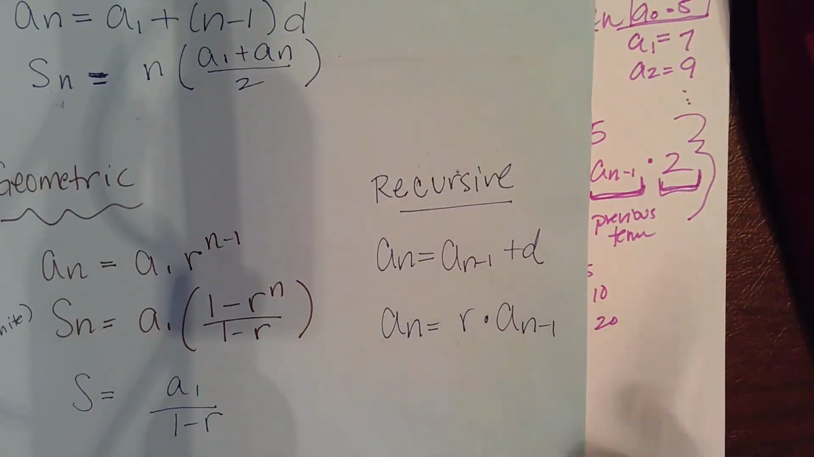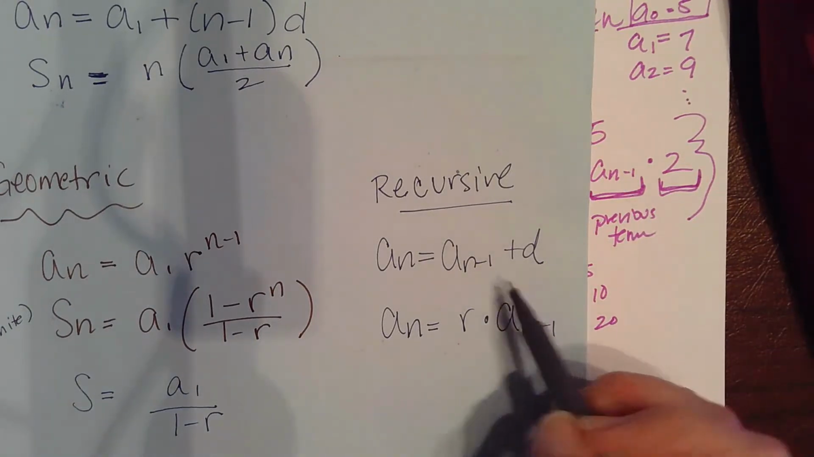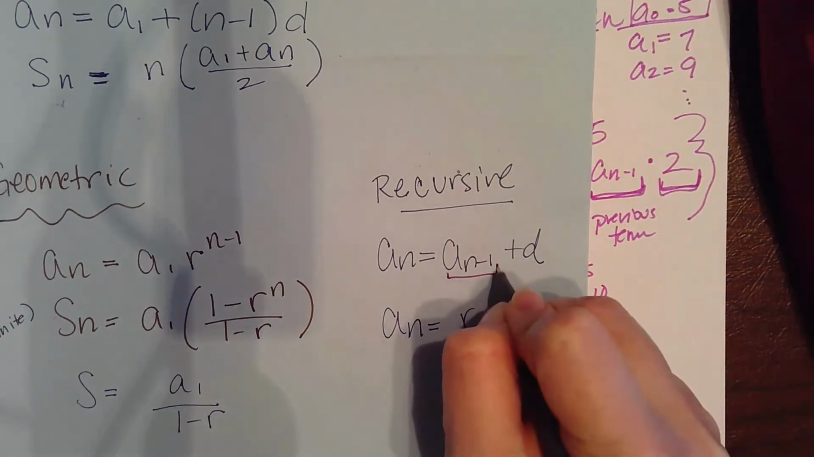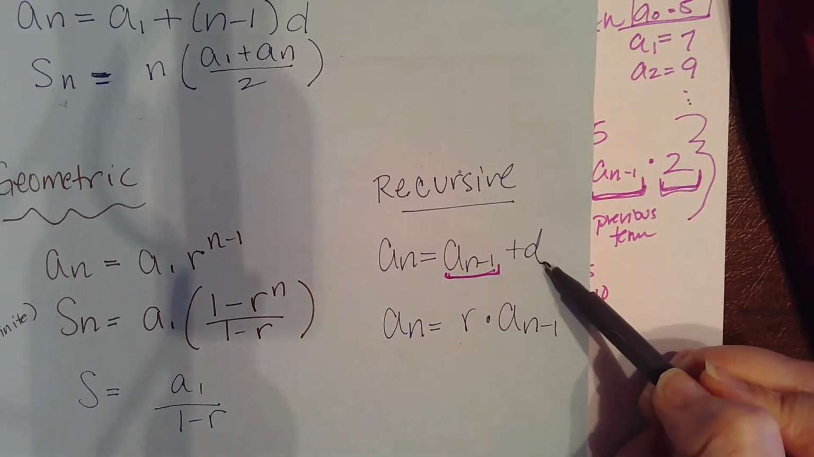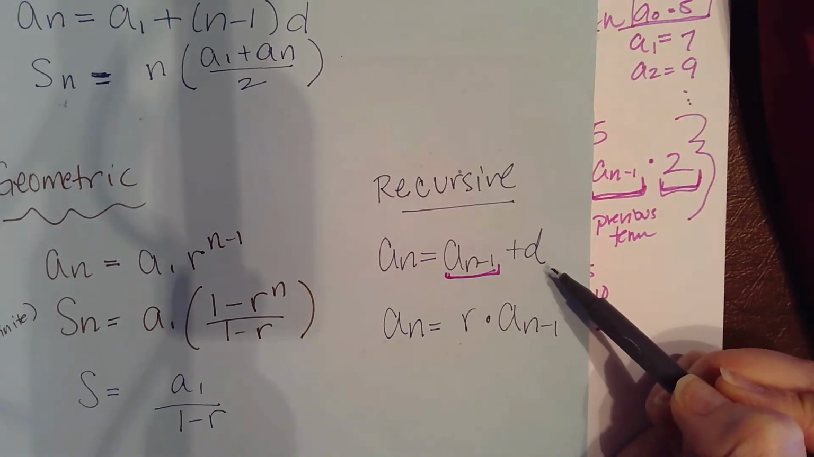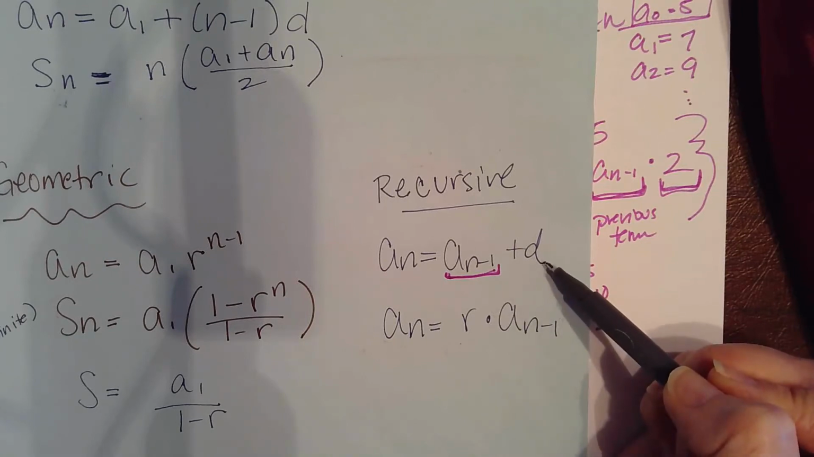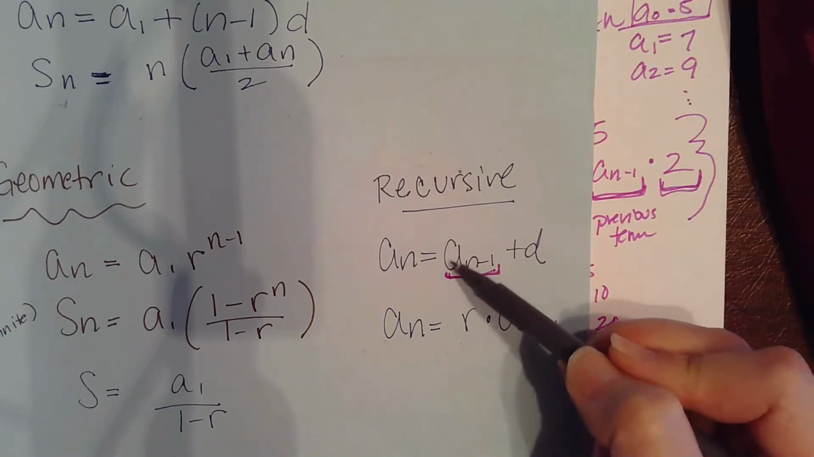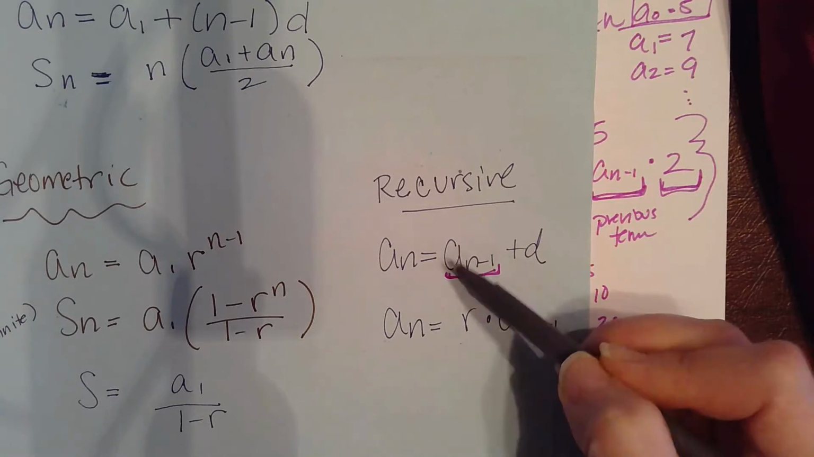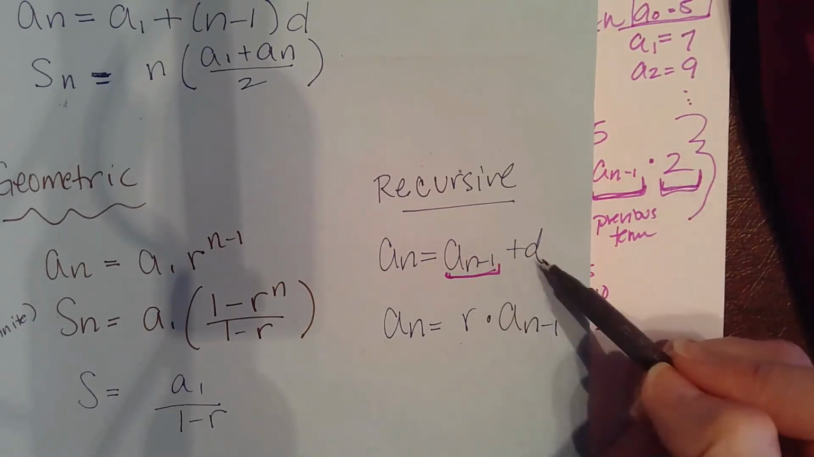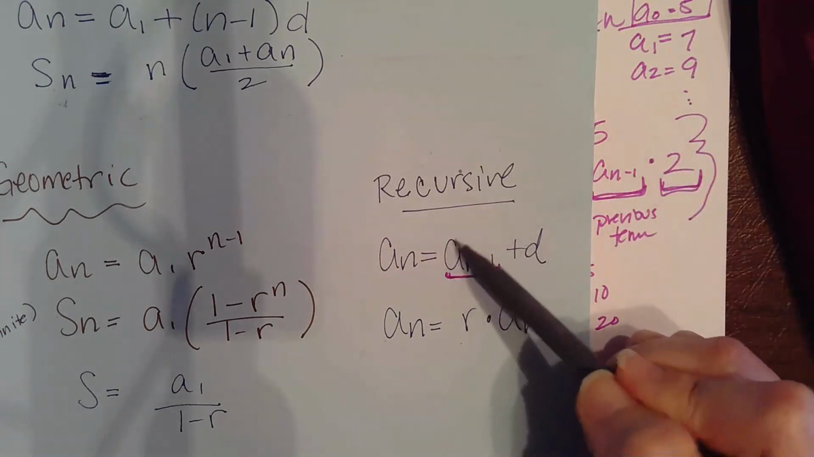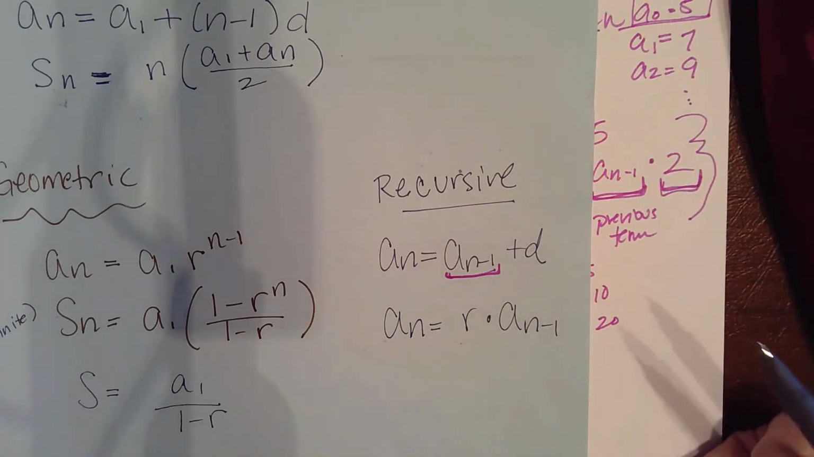For arithmetic, n minus 1 means your previous term, and you are just adding whatever your common difference is. If you're subtracting 2 every time, this would be a sub n minus 1 minus 2. If you were adding 20 each time, this would be a sub n minus 1 plus 20.